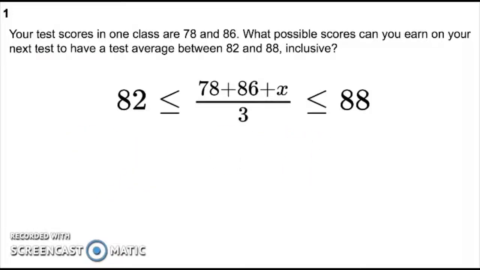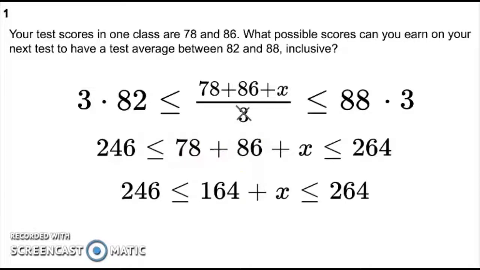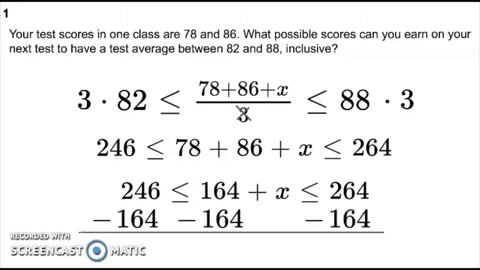So now to solve it, we start by crossing out the 3 to get rid of the fraction and multiplying both sides by 3. 82 times 3 is 246. 88 times 3 is 264. Now we add up 78 and 86, and we get 164. Now we subtract 164 on both sides, and we get 82 is less than or equal to x, which is less than or equal to 100.